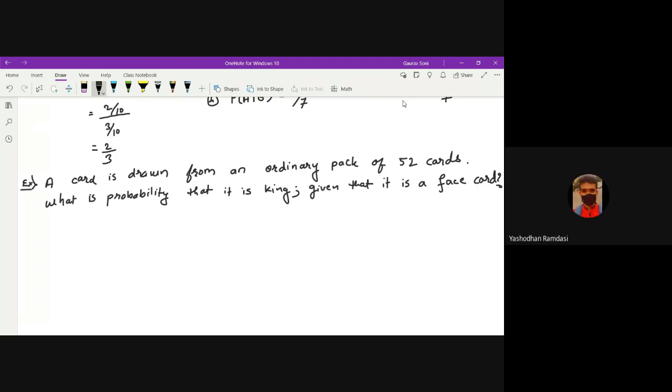There are 12 face cards. By face card, I mean that the drawn card is a jack, queen, or a king. So three of each color, so there are 12 face cards. And how many kings do we have? We have 4 kings.